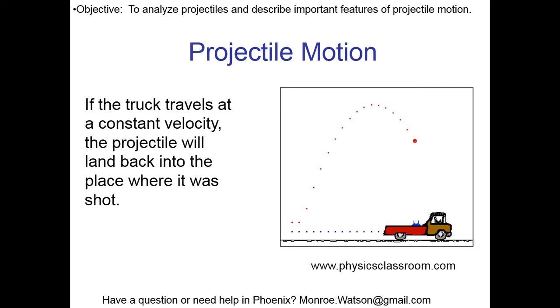And the problem with doing this in the real world is that there's always wind resistance. So this is an ideal situation. But when we deal with physics, we do deal with ideal situations all the time. Projectile motion is one of those times.